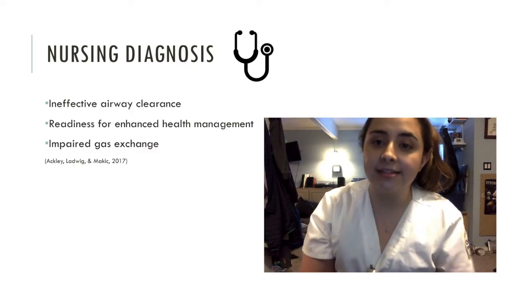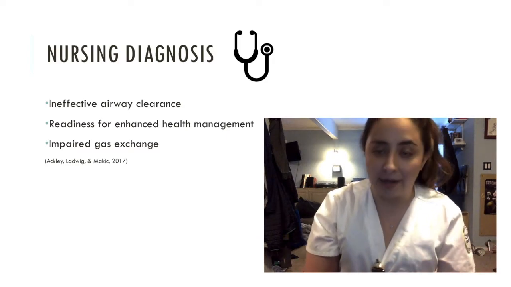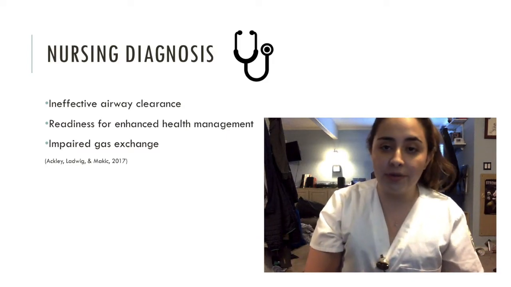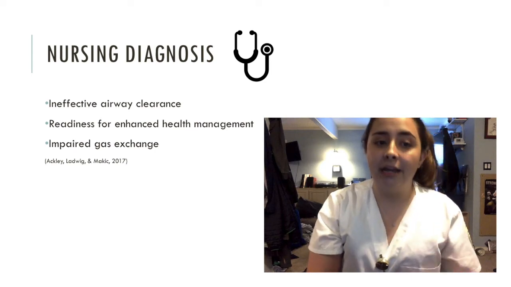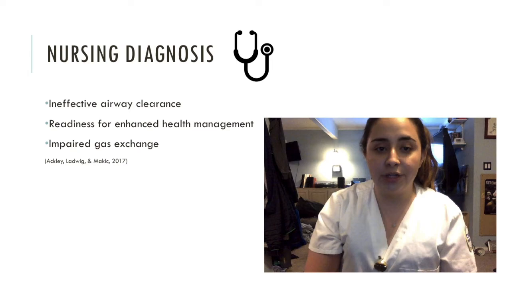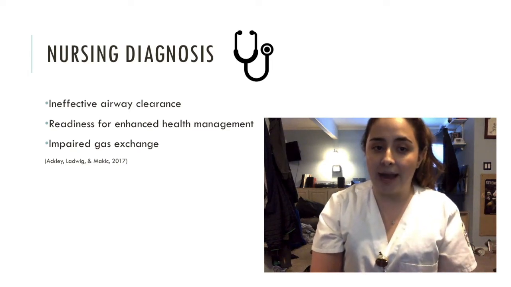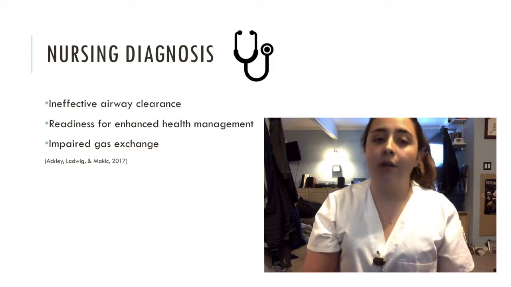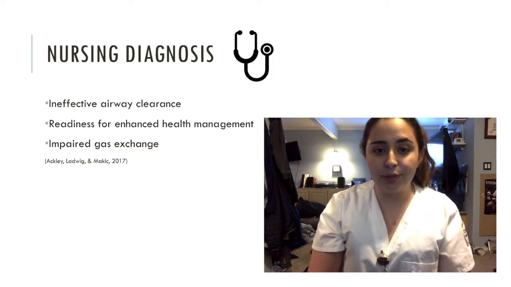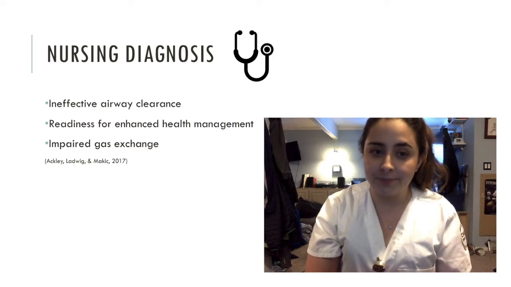Now we're going to discuss 3 nursing diagnoses that are appropriate for a patient with bronchitis. So the first one that we're discussing is ineffective airway clearance, and this is related to the excretion of excessively thickened mucus, and it's evidenced by excessive sputum, coughing, alteration in respiratory rate, wheezing, shortness of breath, and restlessness.